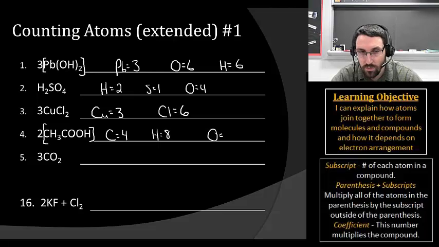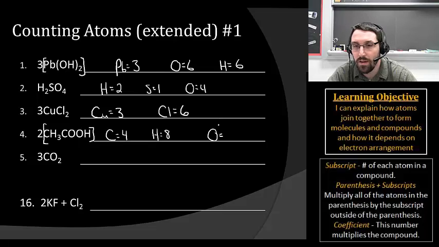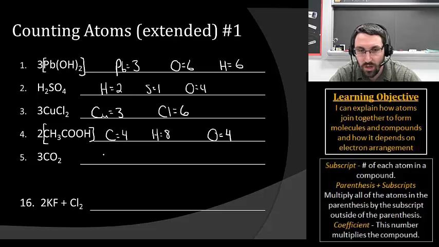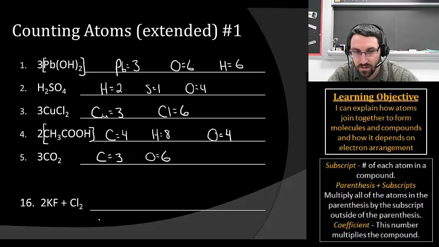Oxygen, we have 2 atoms in the molecule, and then we have 2 compounds, so we have oxygen equals 4. Again, carbon simply has 3 because 3 times 1 is 3. Oxygen, 2 times 3 is 6.